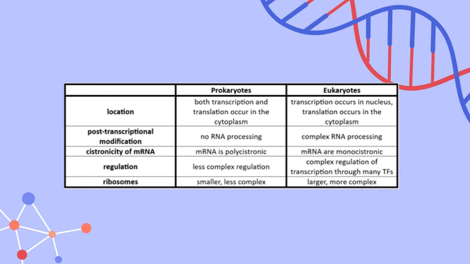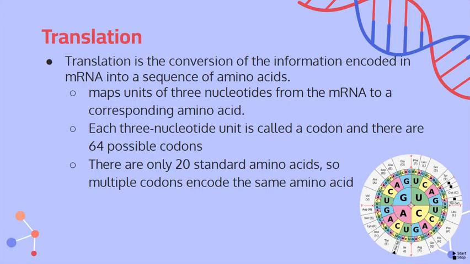So, translation happens when we take the mRNA sequence and translate it, or change its language, to a sequence of amino acids. We map the mRNA into units of 3 nucleotides, and these correspond to amino acids.